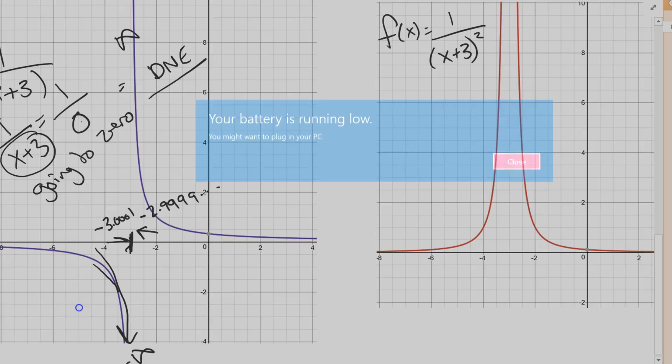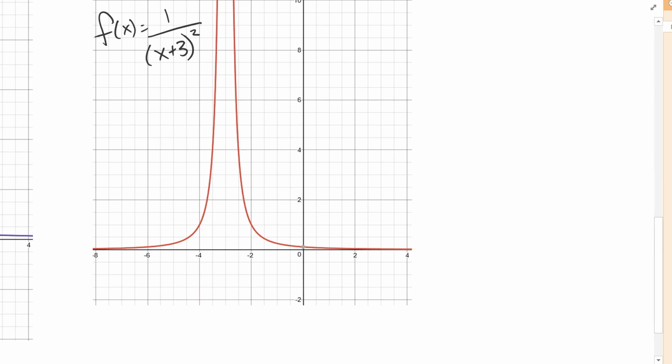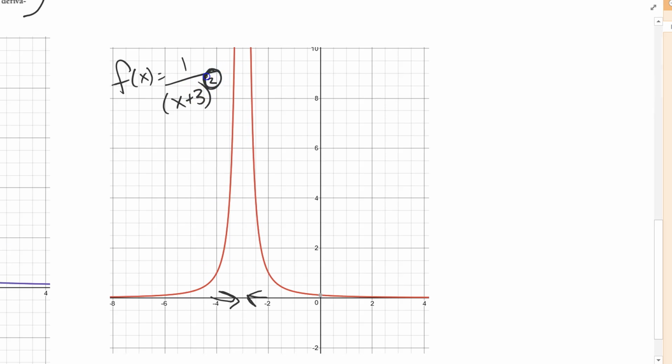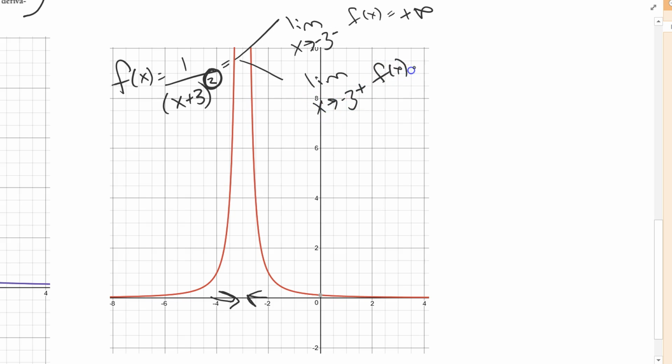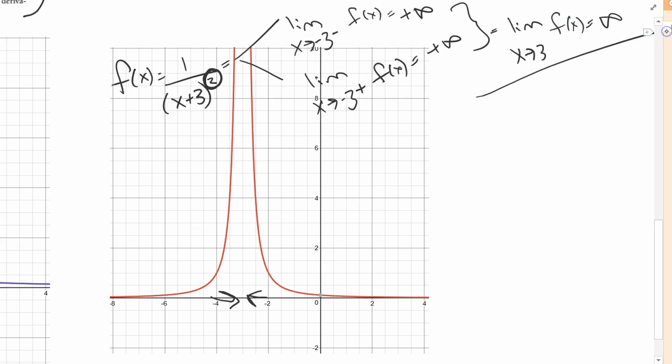But in this example, if I plug in numbers on the left and on the right, they're always positive because of this squared. A negative number squared is positive. So it turns out the limit as x goes to minus 3 on the left of the function is positive infinity, and the limit as x goes to minus 3 on the right of the function is positive infinity. Since they equal each other, the limit at minus 3 of the function is positive infinity.